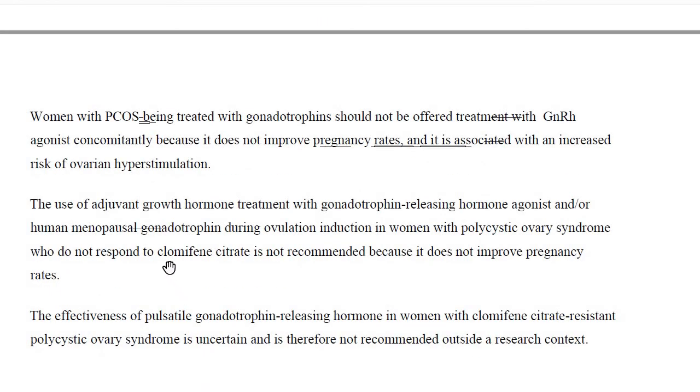Like in the classification of PCOS, before we used to say that LH will be elevated almost double as compared to the FSH, but then it was removed from the definition, right? Because even in people with absolutely normal levels of FSH and LH, PCOS can occur.